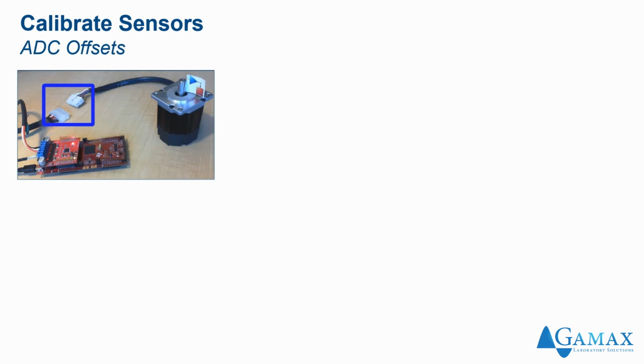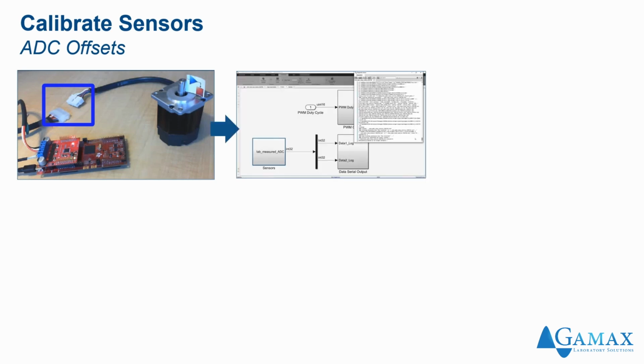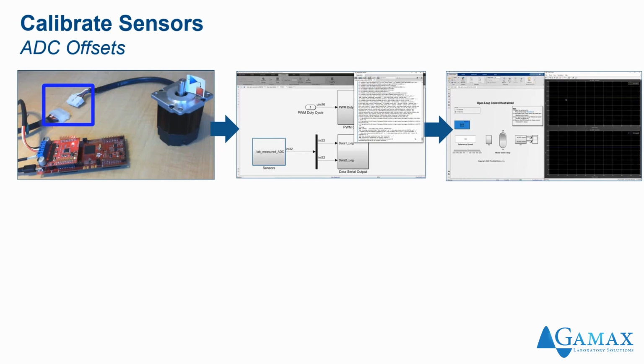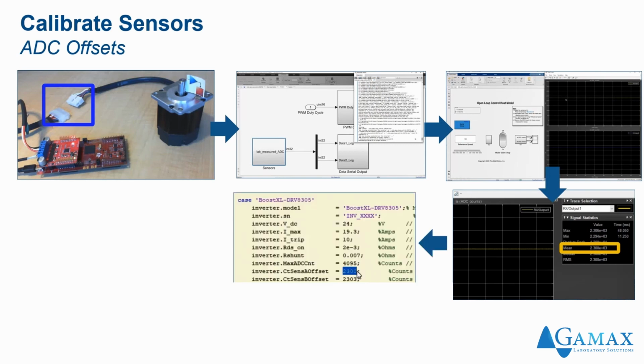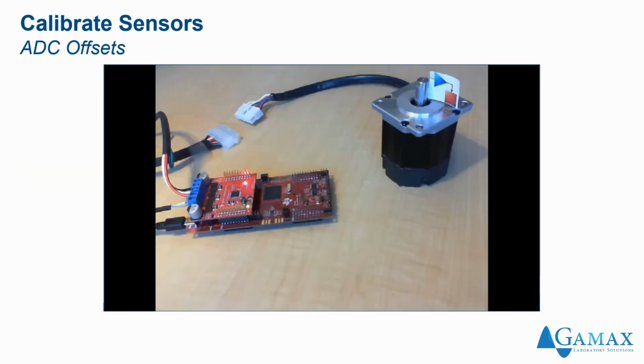As we can see here, we start by disconnecting the motor from the inverter to make sure there are no phase currents going through the motor. So the model we generate code from captures the ADC counts and sends them over serial ports to a host model. Next, we can run this host model and use a scope to read the current offset. By reading the mean values of the signals, the offsets of phase A and phase B currents are determined. And finally, we can enter these offsets into a MATLAB script so that we will use them later for closed loop control. Let's see how it works in practice.